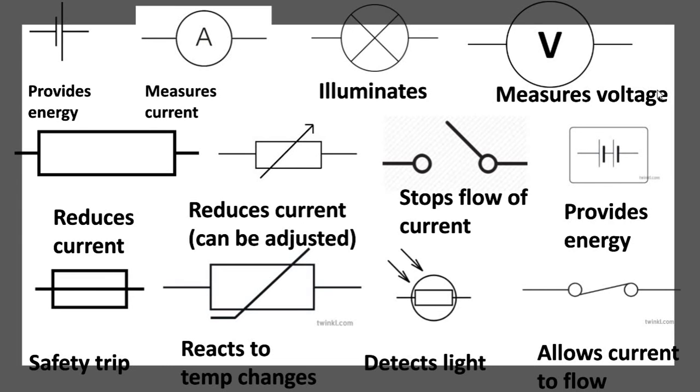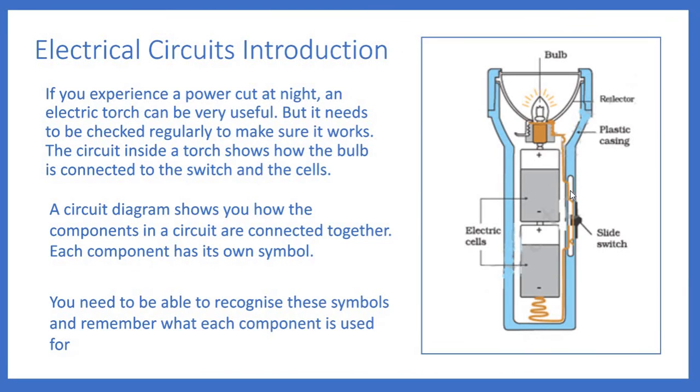Okay, so what we're going to talk about is circuits in general, first of all. If you think about an electric torch, if we have a power cut at night, an electric torch can be very useful, but we need to check it regularly to make sure it works. You don't want to be going to the cupboard and getting your torch and finding that it's no longer working. We can see from the circuit inside a torch how the bulb is connected to the little switch that you press and to the cells or the batteries inside the torch.